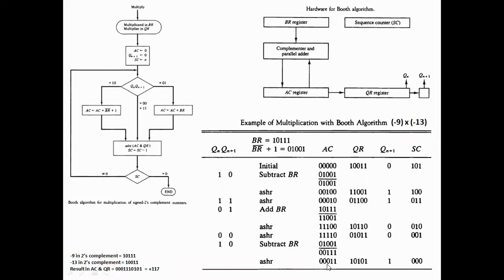If I convert this, I get 117 in decimal. So I can cross check. If I multiply -9 and -13, I get plus 117. So the answer is correct. Likewise, you can take some other example and execute it on this flowchart, and then you may also cross check the result. Thank you.